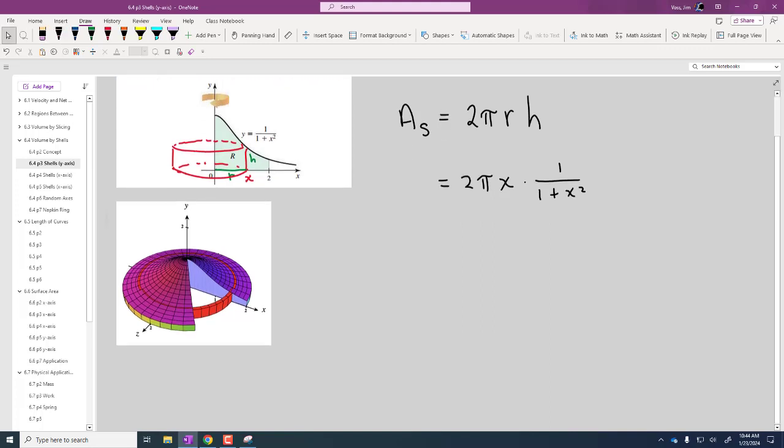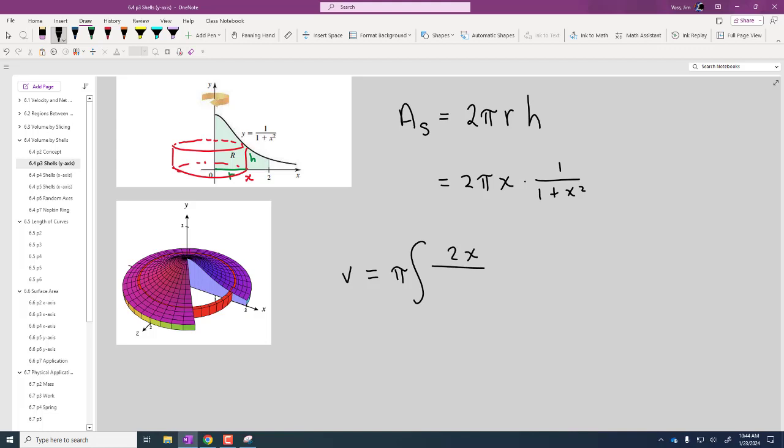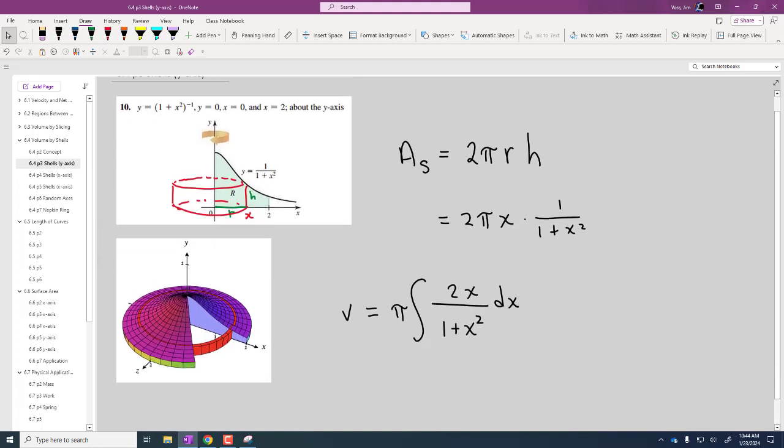So then to get the volume, we just integrate that area. So V, I'm going to factor out the 2 pi. Maybe I won't factor out the 2 pi. Let's not do that yet. I'm just going to factor out the pi because I want to show you something. And then based on the image, they tell us 0 to 2. So x equals 0 to x equals 2.